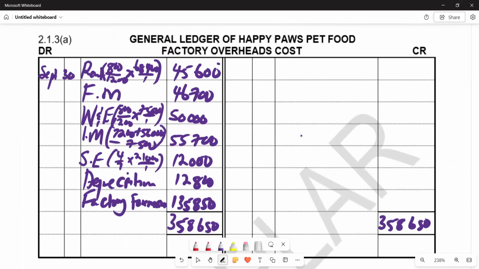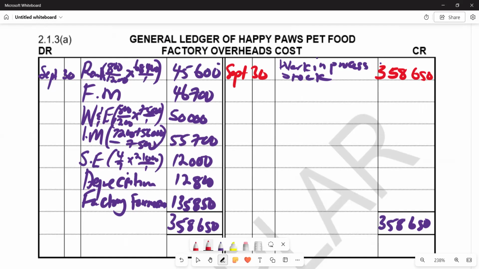So we are going to transfer that amount to the work in process stock. So here we are going to have work in process stock. And we are going to put this total that we have here, which is 358,650. So the date, remember, is also September 30. So this is what we have according to the factory overhead cost account.